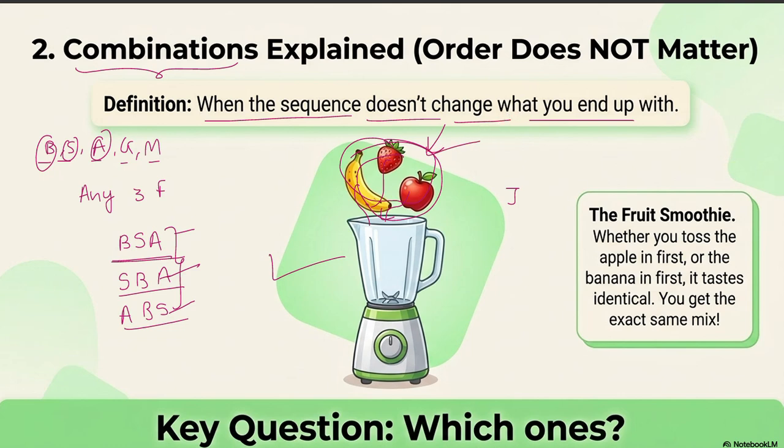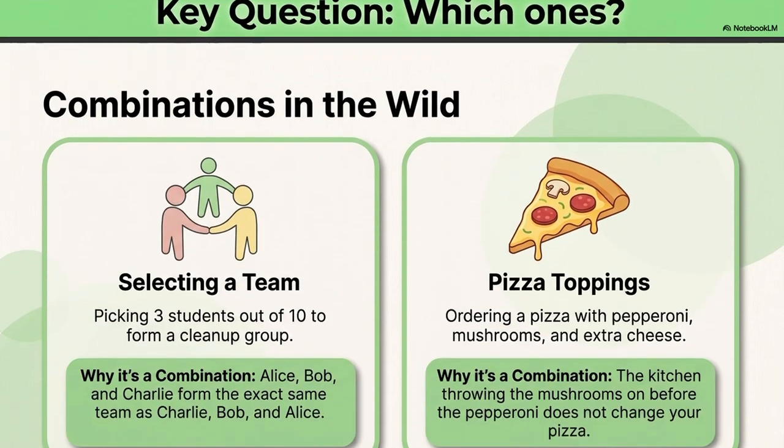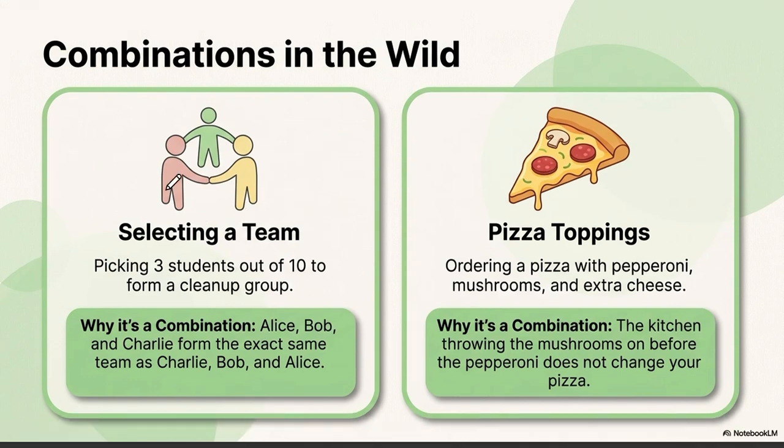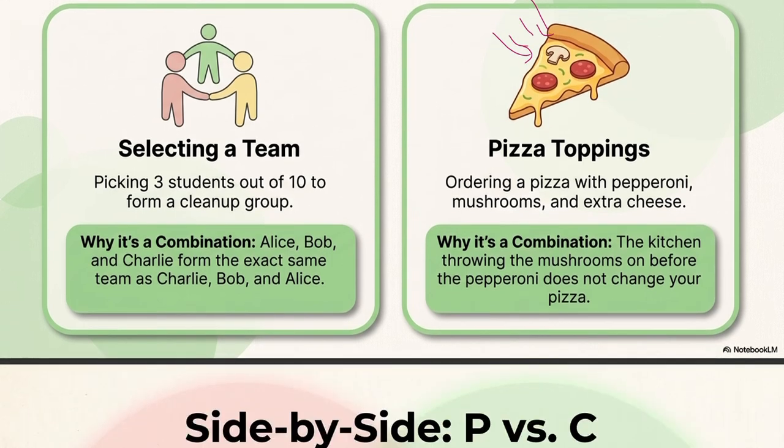Understood? So where is the use of this combination? For example, whenever you are selecting a team, shaking hands, or topping up a pizza. Suppose first you add mushroom and then chili, or first you add chili and then mushroom. It doesn't matter, the end result will be the same thing. So that's the combination. So we have seen the difference.